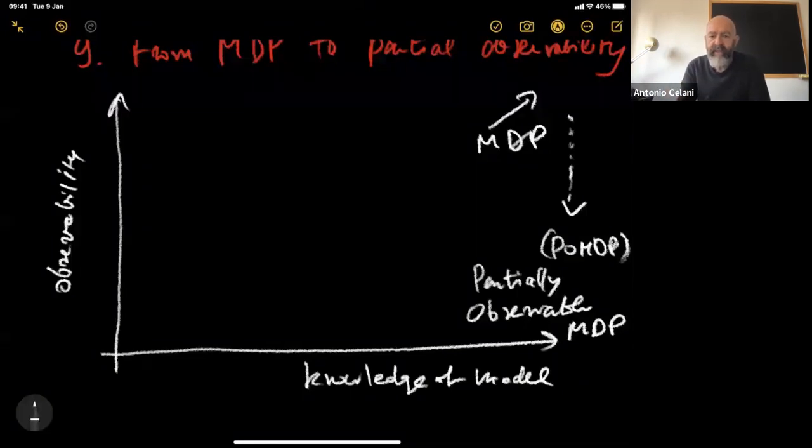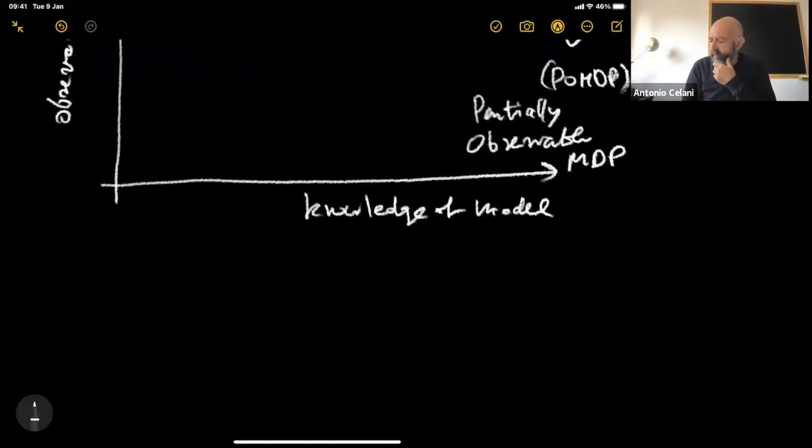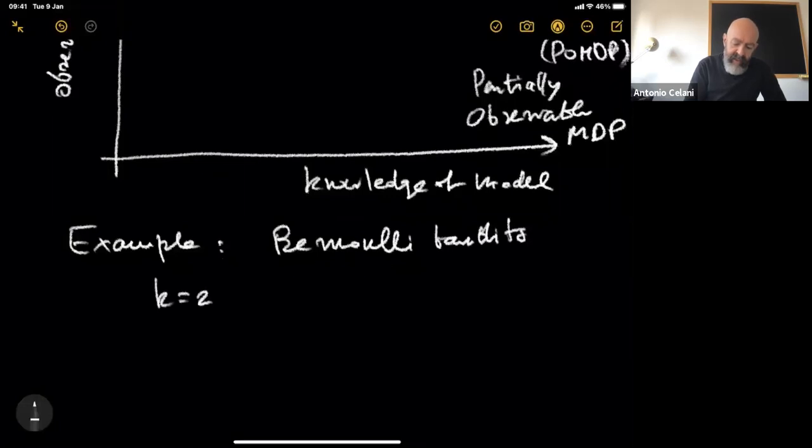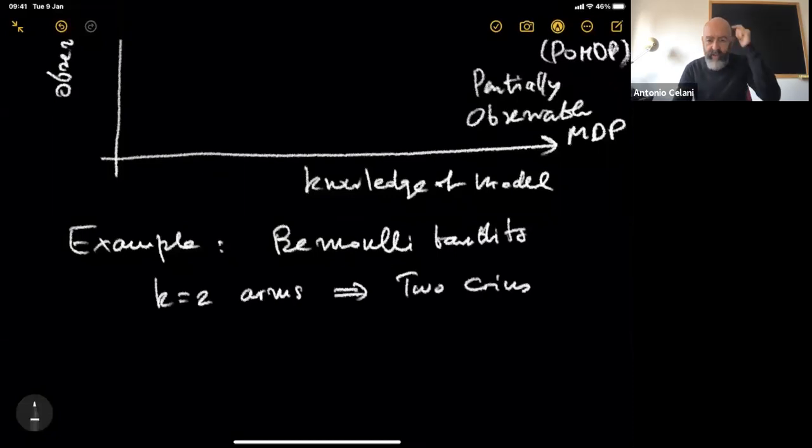So first of all, I would like to motivate the need to move along this direction by looking once more at our now familiar examples of reinforcement learning problems, and to see how they change if we introduce this notion of partial observability. So, first example, Bernoulli bandits. Okay, so just to fix the ideas, let's consider the situation when we have k equal to two arms. And this basically corresponds to two coins.